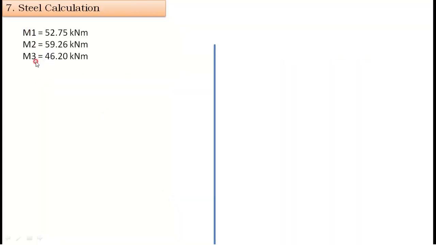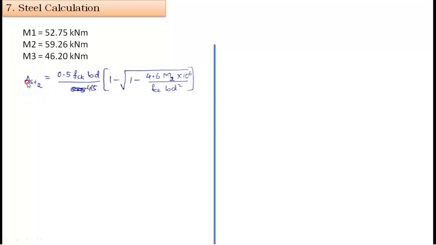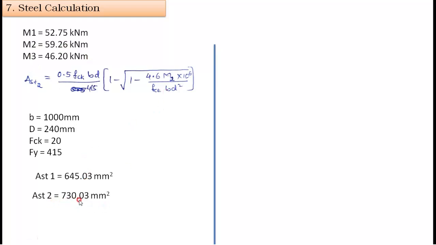Then out of these three moments, we will calculate AST. This is the AST formula. The common AST formula is 0.5 fck bd by 415 into 1 minus root of 1 minus 4.6 M divided by fck bd square into 10 raised to 6. Here b is 1000, d is 240, fck is 20, and fy is 415. These values we will substitute here. The first moment, AST1, corresponding to M1, is 645.03, and AST2 corresponding to M2 is 730.03, and corresponding to M3, AST3 will be 558.04.